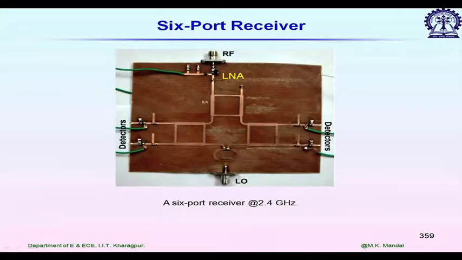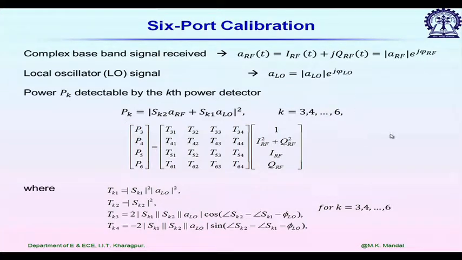I am showing you one 6 port receiver. It is fabricated here in IIT Kharagpur, but it is not at millimeter wave frequencies, it is at 2.4 gigahertz. So, you can easily identify 3 branch line components 1, 2, 3, and here this is the Wilkinson power divider. So, LO, it is being fed to this quadrature hybrid coupler, and this is the RF port. Just after the RF port we actually have one LNA. Next part is the calibration.